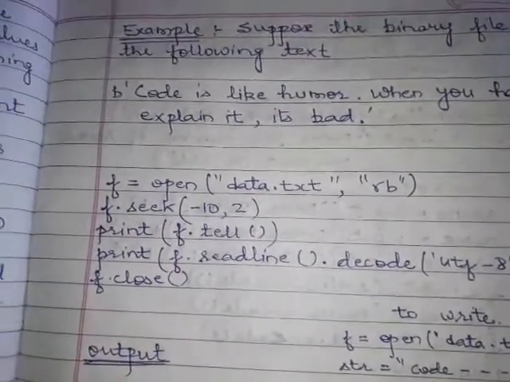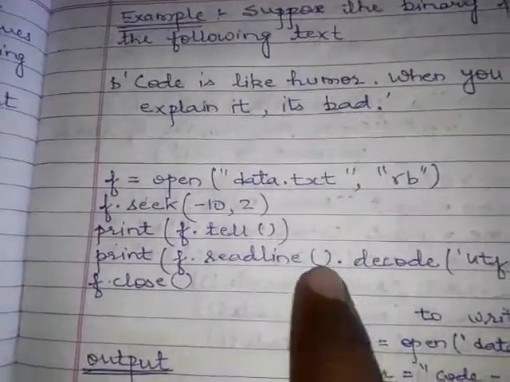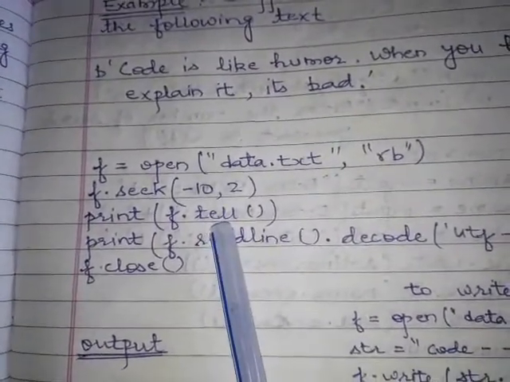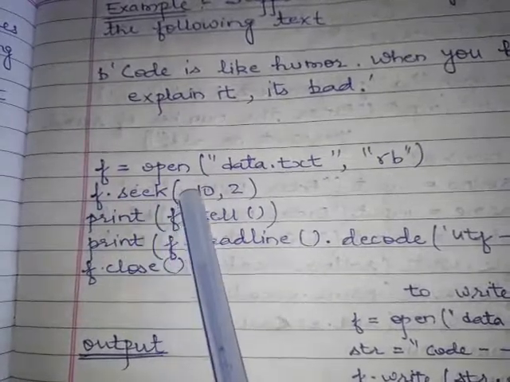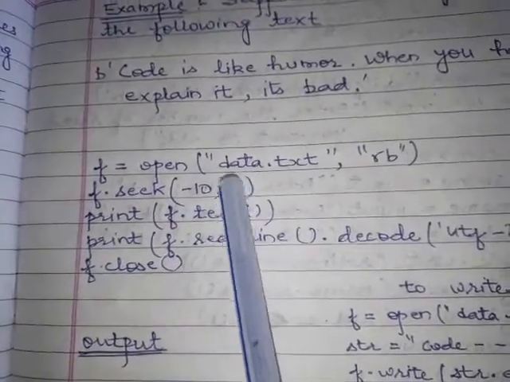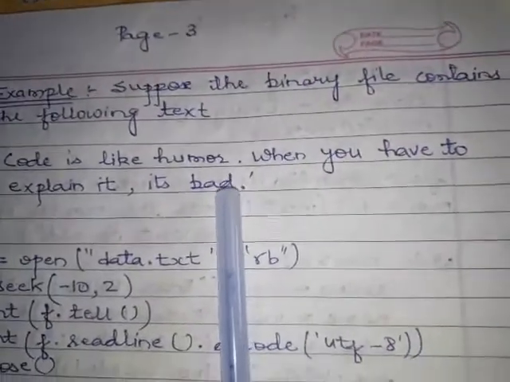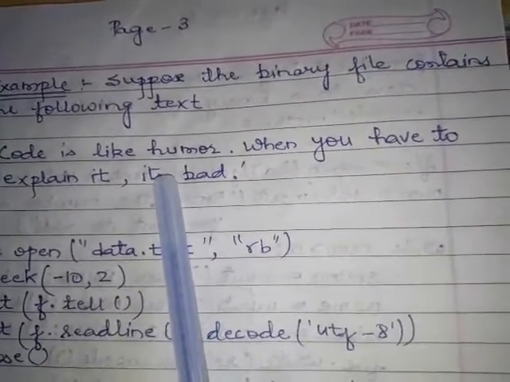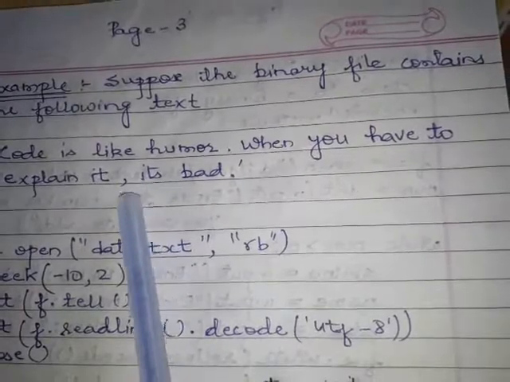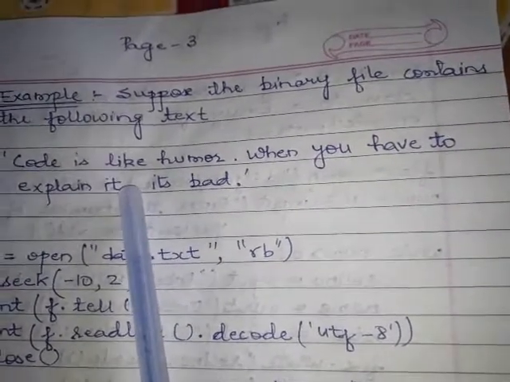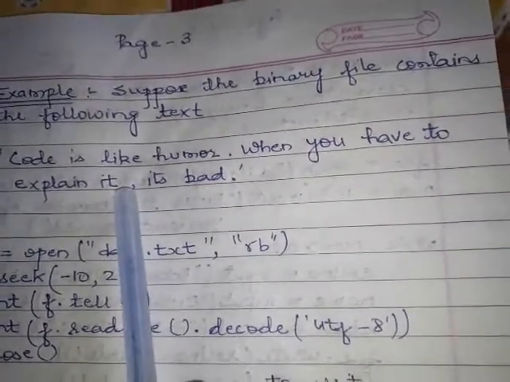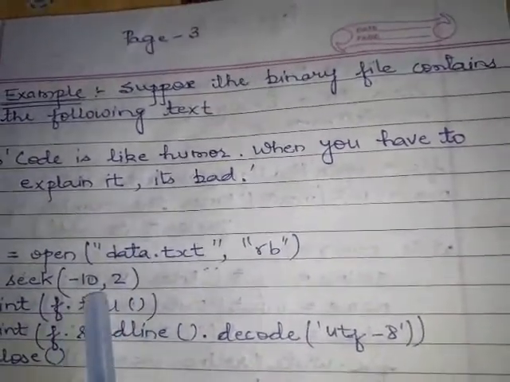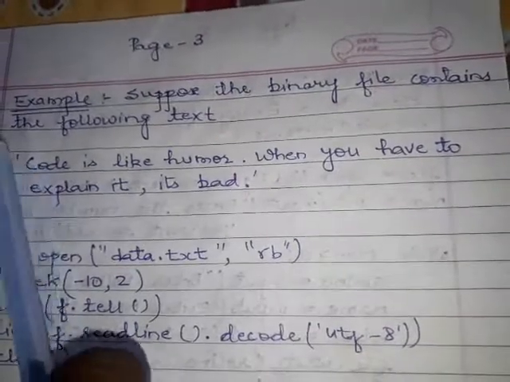So this f.tell will give you the current position of the file. After f.seek, it moves to the 10th position backward, meaning 1 2 3 4 5 6 7 8 9 10, and this is the 10th position. Now f.tell will give the position of the file handler from the beginning.